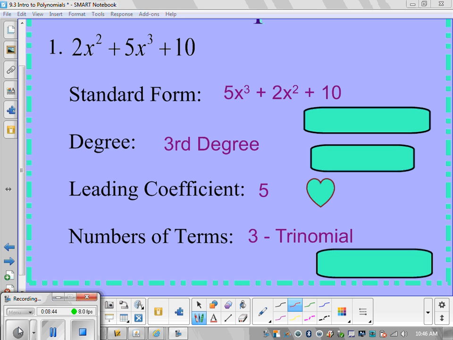How did you do? Were you able to put it in standard form? 5x cubed plus 2x squared plus 10? Once you did that, did you see the highest degree, the highest power was 3? So it's a 3rd degree polynomial. The leading coefficient is 5 because that is the coefficient on the first term once it's in standard form. Did you also get the correct number of terms, 3? There were 3 terms, making it a trinomial.